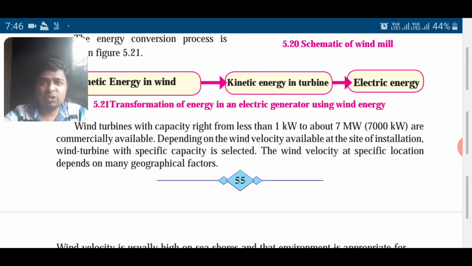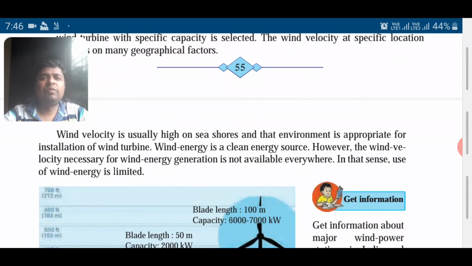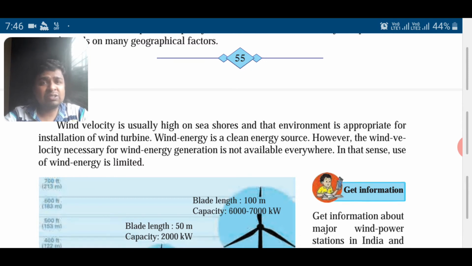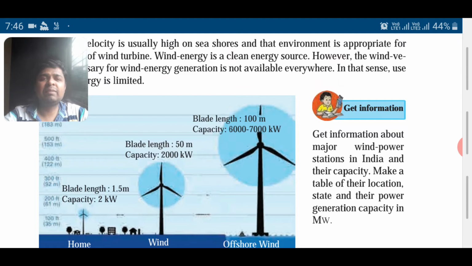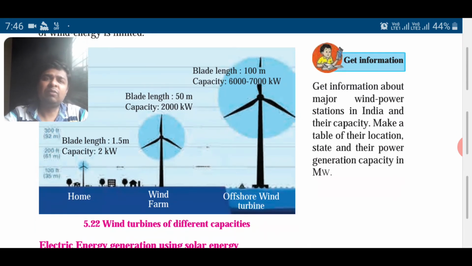So where is the location? What is the geography of the location? That we should know. Wind velocity is usually high on the seashores, so that is appropriate, and it is a clean source of energy. There is no pollution. If wind velocity is less, then we cannot install it. It is not a thing that can be installed anywhere. There should be a certain wind velocity, then only you can have it.